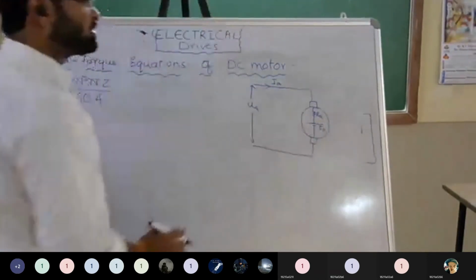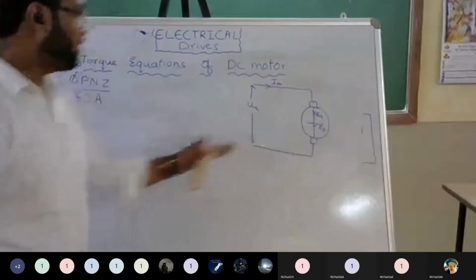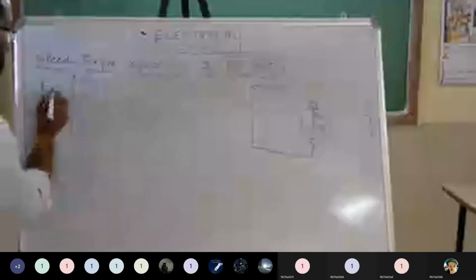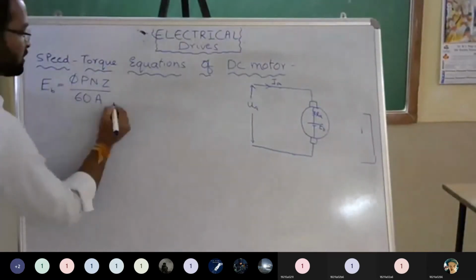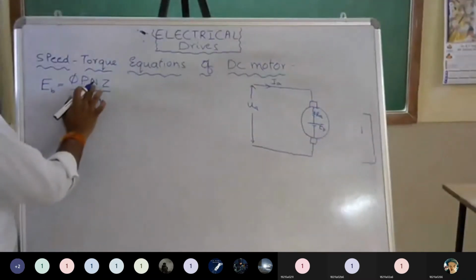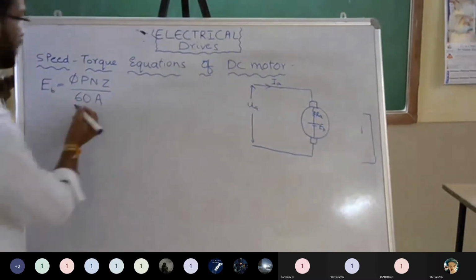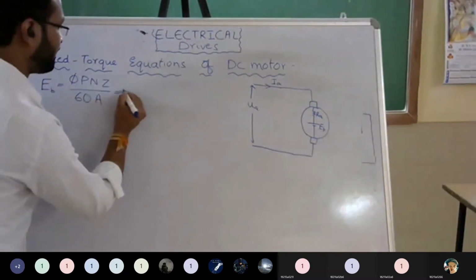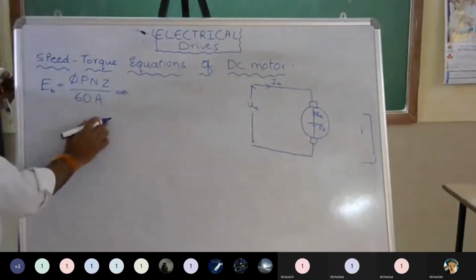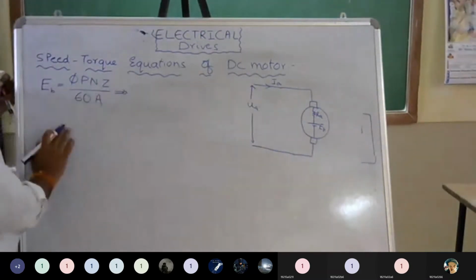So this is also the same policy. We give the supply, after that it will give some power, then it will generate the EB. So I am considering EB as per this formula. So what is the flux available and how many number of poles are there? And then N, Z, 60A. Okay. So from this one, what can we write? We want the speed. First we are taking the speed equation.